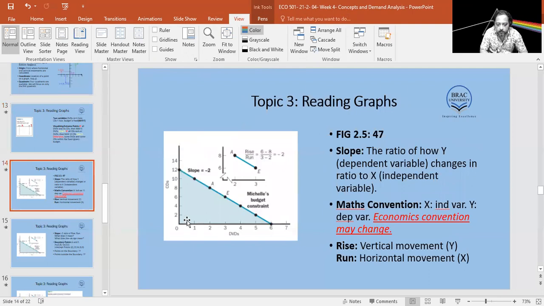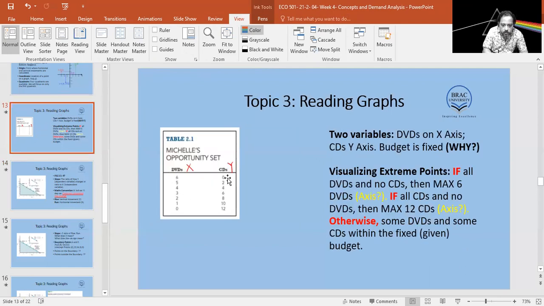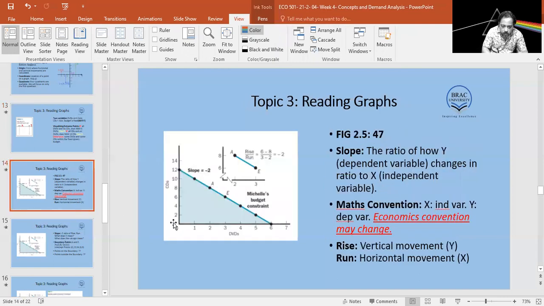So if there are 0 CDs, we have 6 DVDs. 0 DVDs, 12 CDs. Now, the objective of this was there is a ratio through which we can exchange a certain number of DVDs for a certain number of CDs. This is known as the slope.